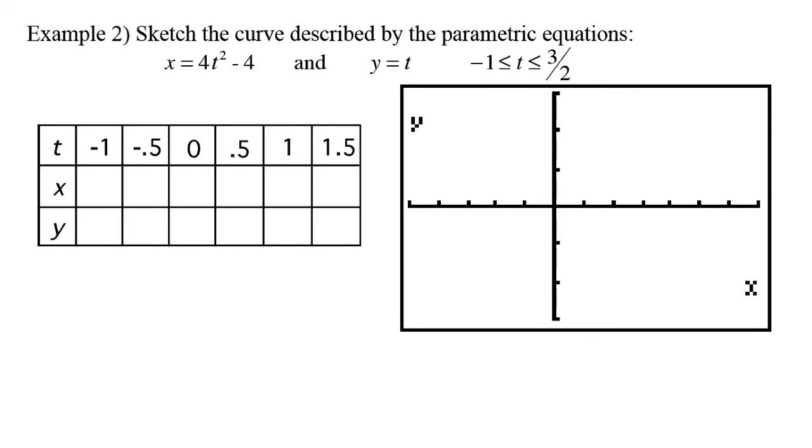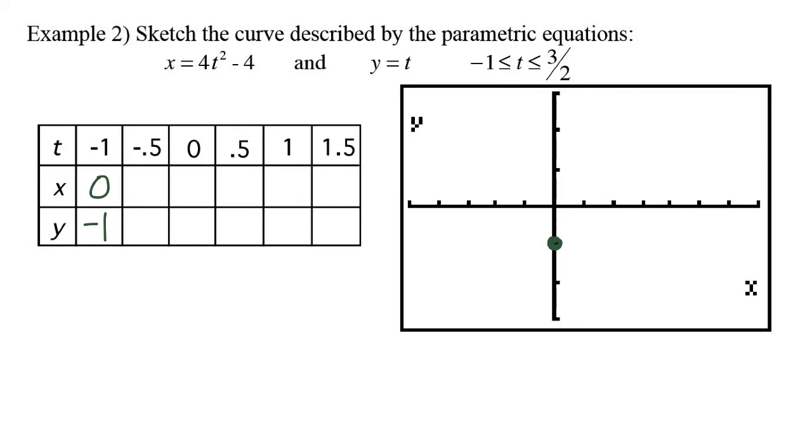Okay, so this next example, very similar to what we just went through. We are sketching the curve described by the parametric equations, and we still go through the same process of plugging in. So for the first one, I'm going to plug in -1. So for x, I get 0, and for y, I should get -1. And so again, I have the point 0, -1, and then we'll change over and go to the next point.